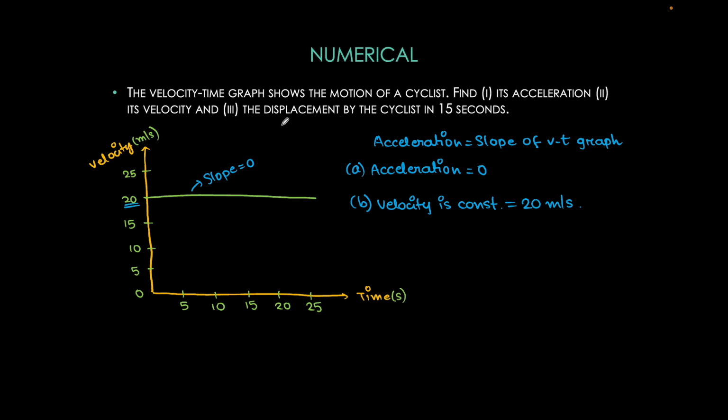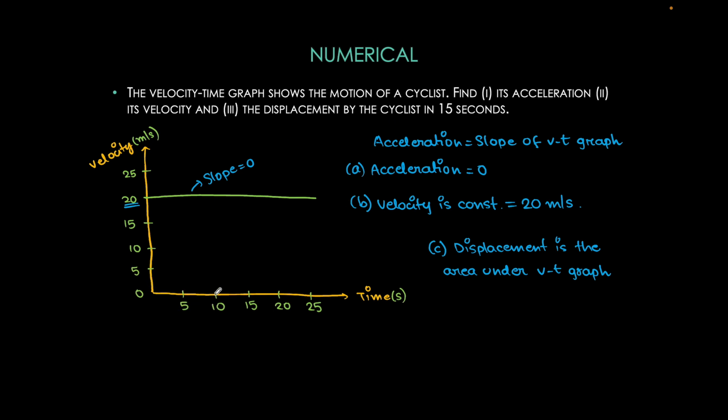Now it is asked to find the displacement by the cyclist in 15 seconds. Now what we know is that displacement is the area under the velocity time graph. So we need to find the area under the velocity time graph to find displacement, right? So it is asked to find the displacement in the first 15 seconds only.